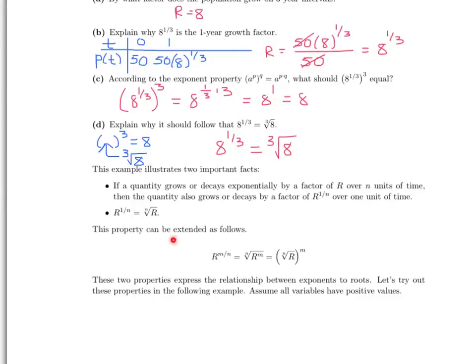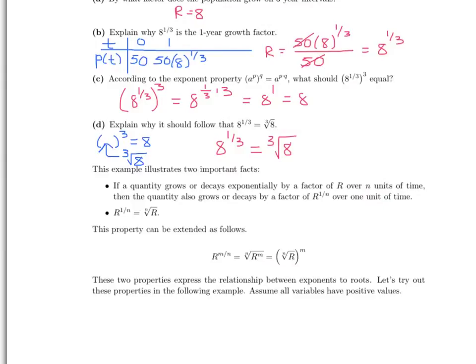This property can be extended as follows. If you have a number and you raise it to a fraction, the result is defined to equal either one of these two quantities. You can either calculate the number r raised to the m and then take the nth root, or you can take the number r, calculate the nth root of it, and then follow that up by raising it to the mth power.